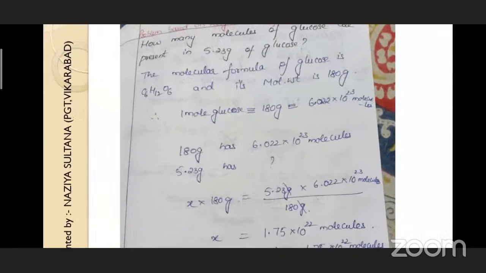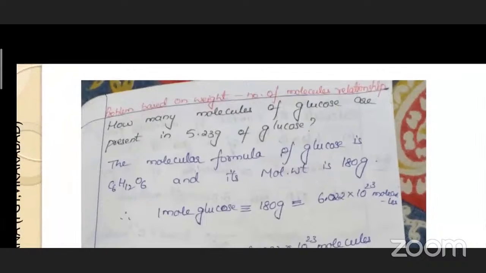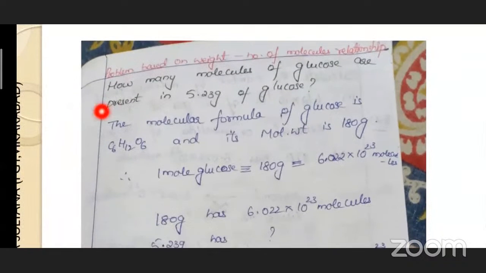Let us see another problem. So what is given in this problem? Let us see. Problem based on weight, number of molecules relationship. So now we have to relate the weight and number of molecules. So what do we know? Molecular weight of a substance will be having Avogadro number of molecules. So some weight will be given in the problem. That weight will be having how many molecules, that we have to find out.